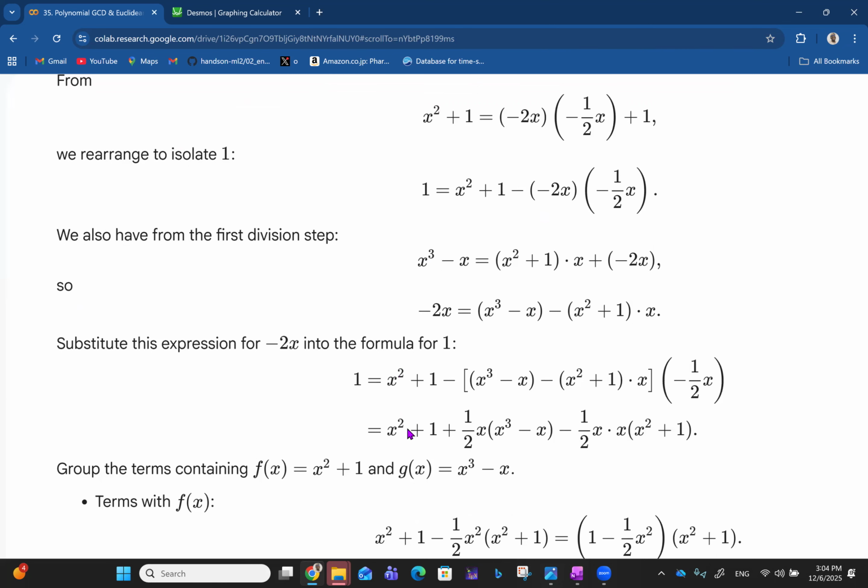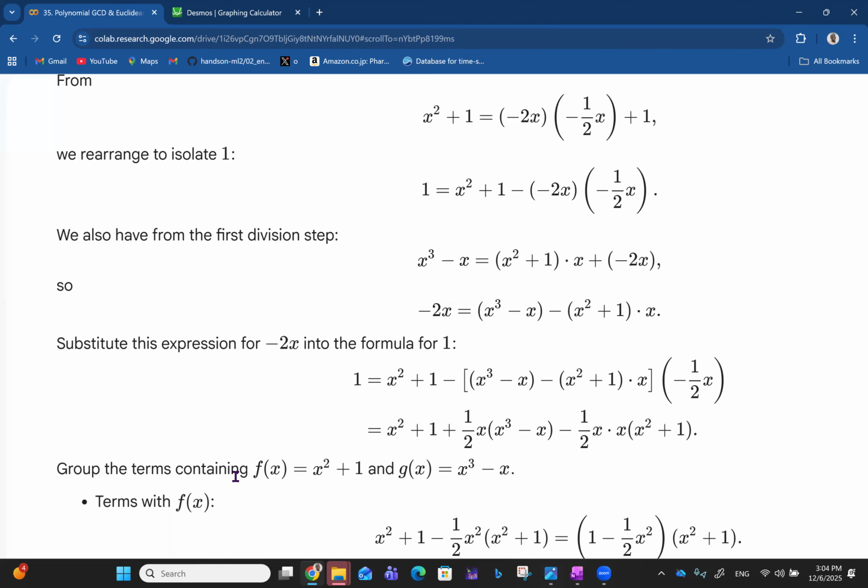So we now have x squared plus 1 plus half x into x cubed minus 1. Because minus 2x is this whole thing now, for this expression you have this minus half x right here. So minus 2x alone now is this x cubed minus x minus x squared plus 1 into x. So you put the whole of that.